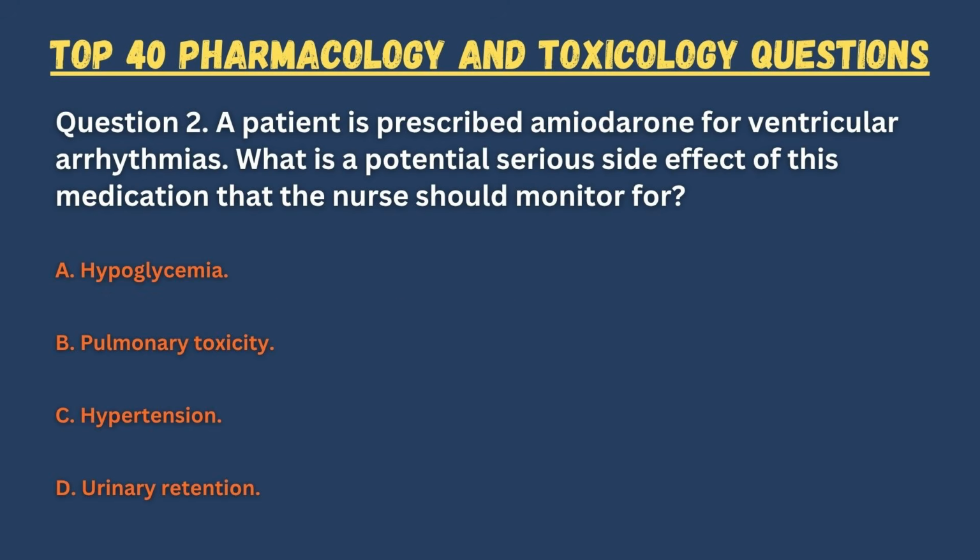Question 2. A patient is prescribed amiodarone for ventricular arrhythmias. What is a potential serious side effect of this medication that the nurse should monitor for? A. Hypoglycemia. B. Pulmonary toxicity. C. Hypertension. D. Urinary retention.